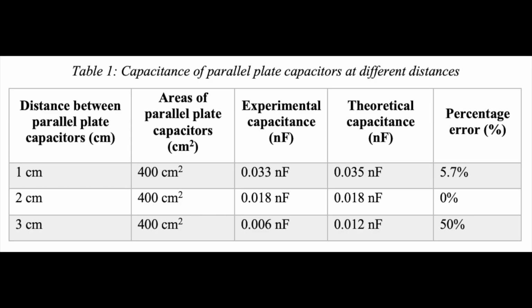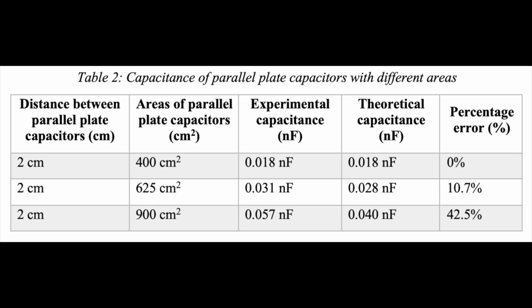Now let's take a look at the results from the experiments as summarized in the tables. In the first experiment, where I varied the distance between the plates, the results show that capacitance decreases as the distance increases. For instance, at 1 cm, the capacitance was 0.033 nanofarads, while at 3 cm, it dropped to 0.006 nanofarads. This matches the theoretical prediction that capacitance is inversely proportional to distance. However, a significant error of 50% was observed at a distance of 3 cm.